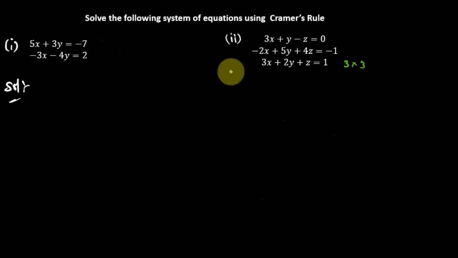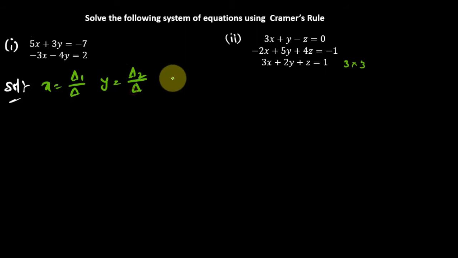Okay, now we'll see the second one here. How many unknowns are there? Three: x, y, z. So how do we find that? First, x is equal to delta 1 by delta, the formula is the same, then y is equal to delta 2 by delta, and z is equal to delta 3 by delta. So how do we find this delta 1, delta 2, delta 3?